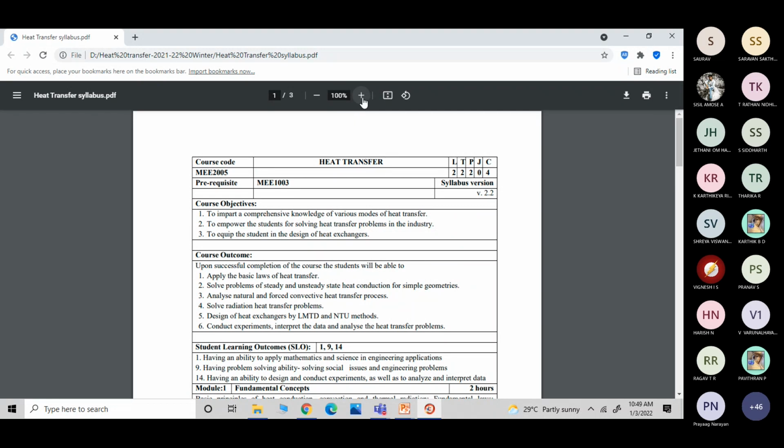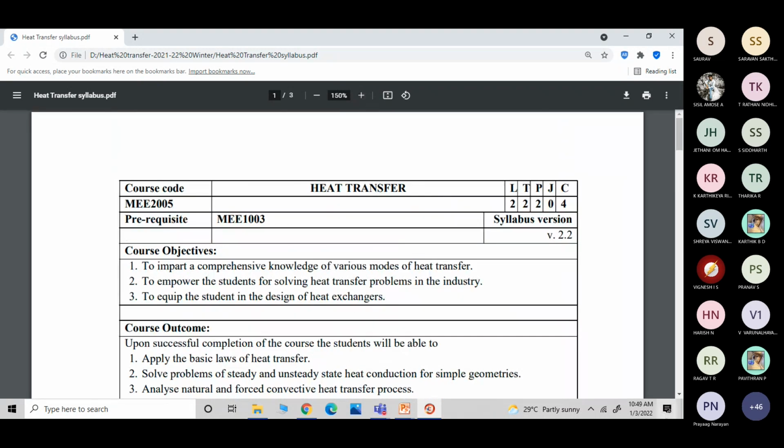The subject we are going to study this semester is heat transfer. This subject carries 4 credits. We will have a 2-hour practical, which is 1 credit, and 3 hours of theory. Tutorial is also very important.